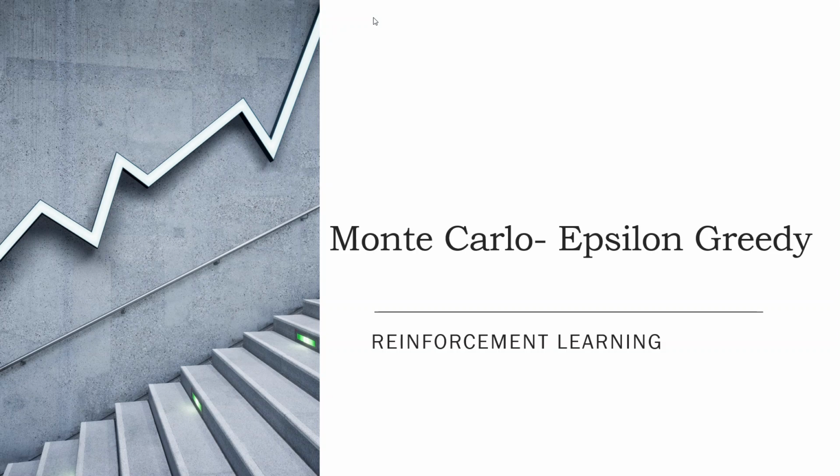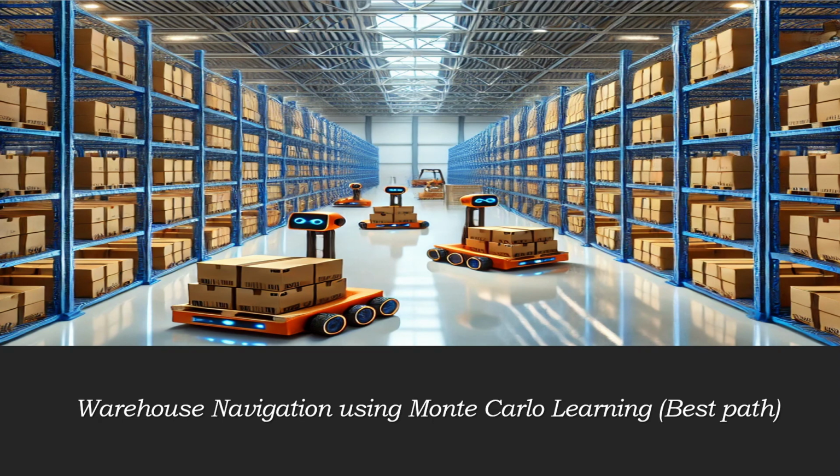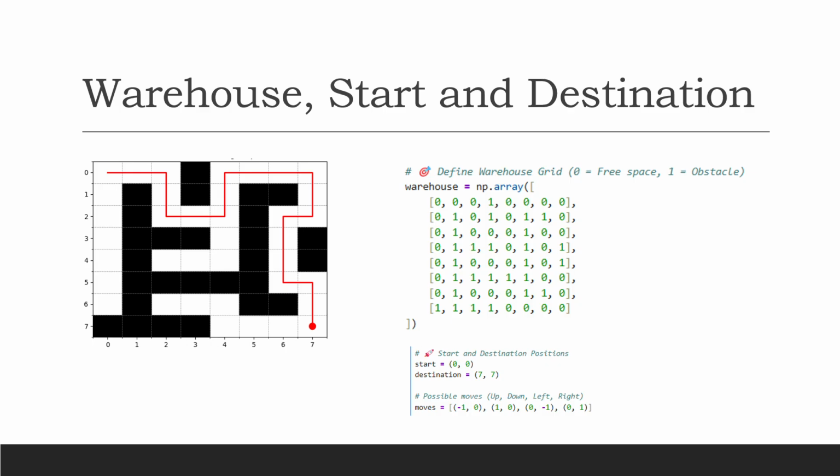Hi. So in this video, we'll look at the Monte Carlo Epsilon greedy approach, which is also part of reinforcement learning. The problem that we have to solve is again warehouse navigation using Monte Carlo, where we'll find the best path. Imagine yourself to have a grid like this, where the start position is 0, 0, and the robot needs to find the best path and reach the destination 7, 7.